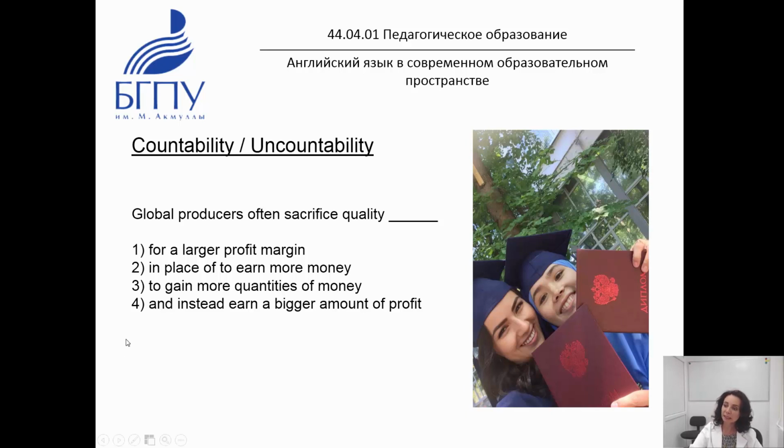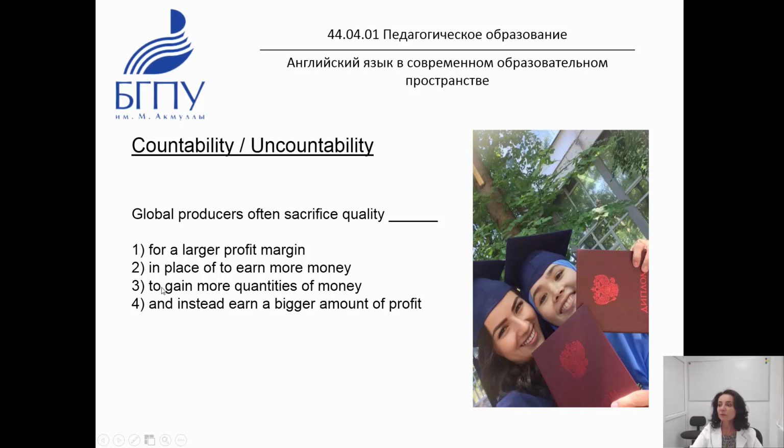If we start analyzing from the end, from number 4, we can see the following. Amount of profit. Amount is associated with a countable noun. That's why number 4 is incorrect. If we turn to number 3, we can see the word quantities, and the word quantities is also associated with a countable noun. That's why quantities of money is incorrect.